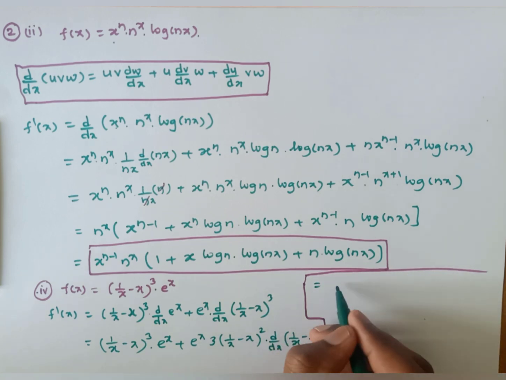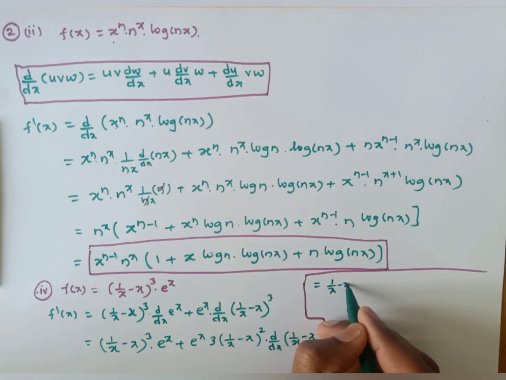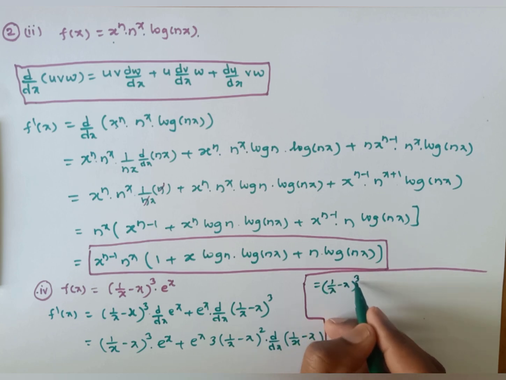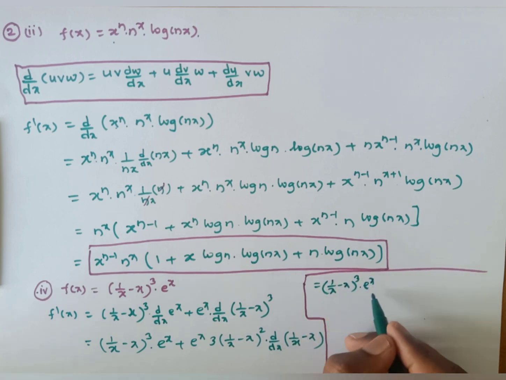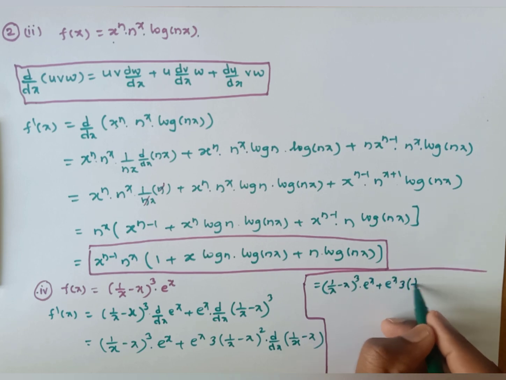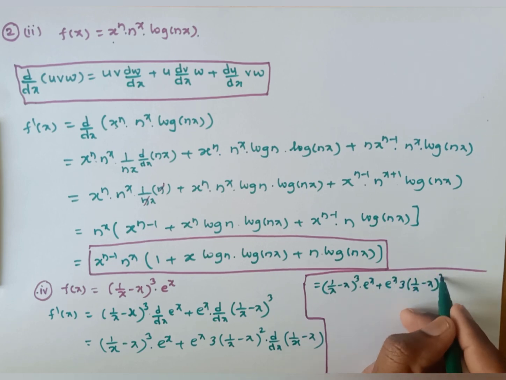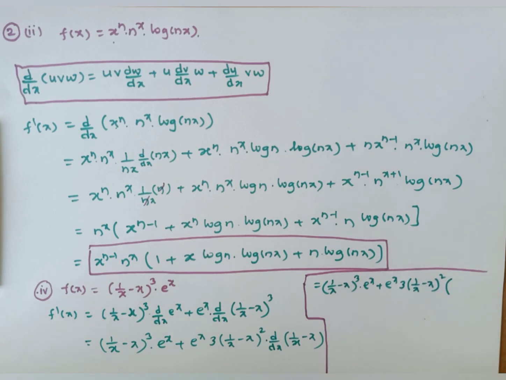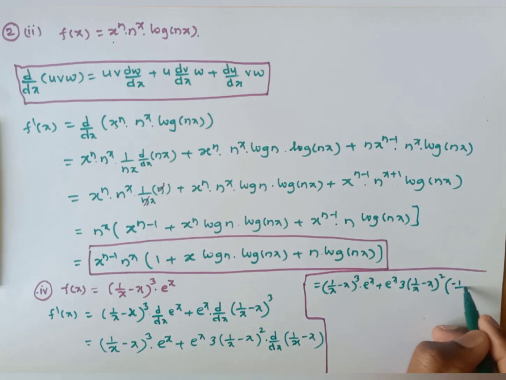So this is (1/x minus x) whole cube into e to the power of x plus e power x into 3 into (1/x minus x) whole square into derivative of 1 by x. The derivative of 1 by x is x power minus 1, so it is minus 1 into x to the power of minus 2. So it is minus 1 by x square, and derivative of x is 1.